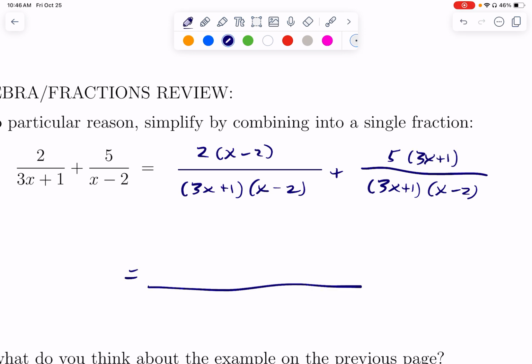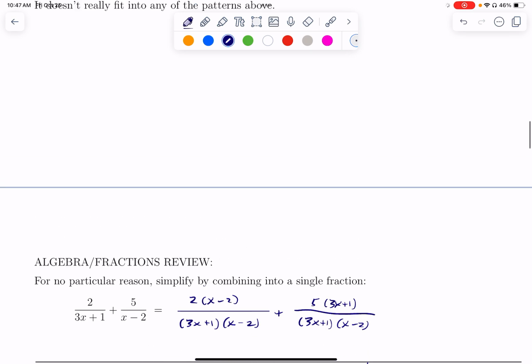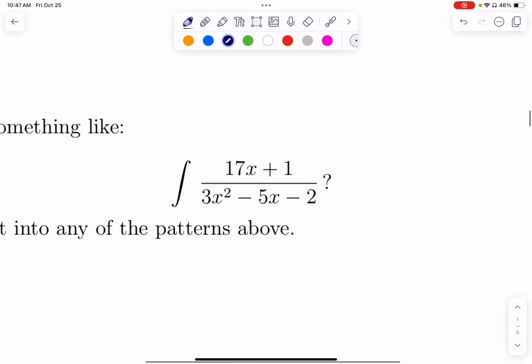So I can combine these, and my common denominator, let's FOIL that out, 3x squared minus 5x minus 2. And then I have 2x minus 4 plus 15x plus 5. So that's 17x plus 1 over 3x squared minus 5x minus 2, right? And you'll notice that we weren't doing this randomly. This is actually what we were trying to integrate before.